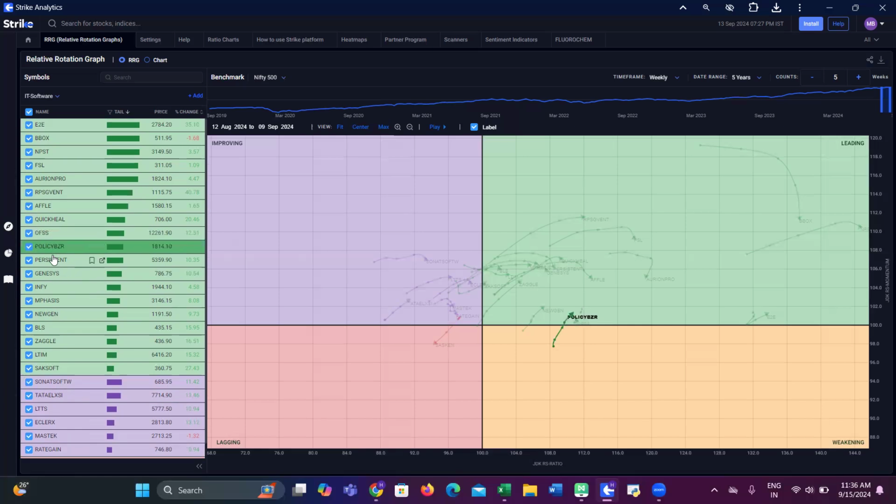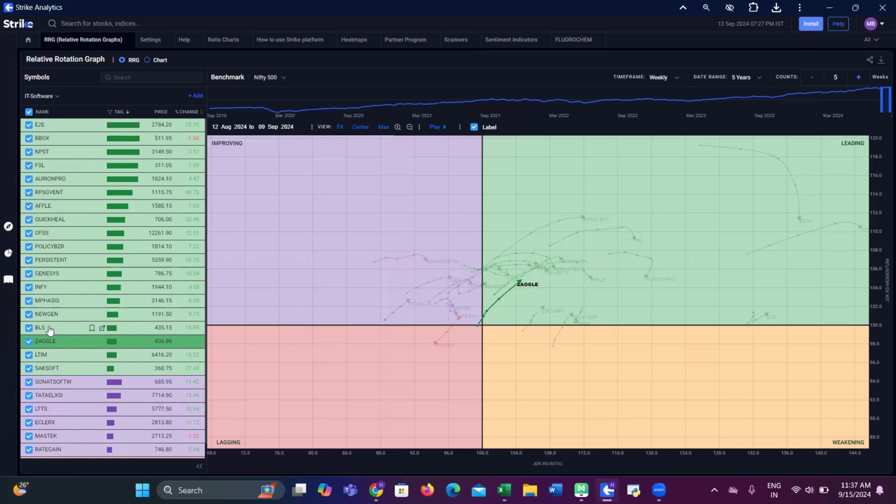So Policy Bazaar, yeah, I covered this long time ago. Persistent, yeah, it is there since long. Infosys, Mphasis, yeah. I mean, you can go through it if you have access to the RRG chart. You can go through it, but these are the overall trends that you can see. So if you ask me the strong, I would say let's look at the LTTS, right? And then it would be interesting to see Zaggle further.